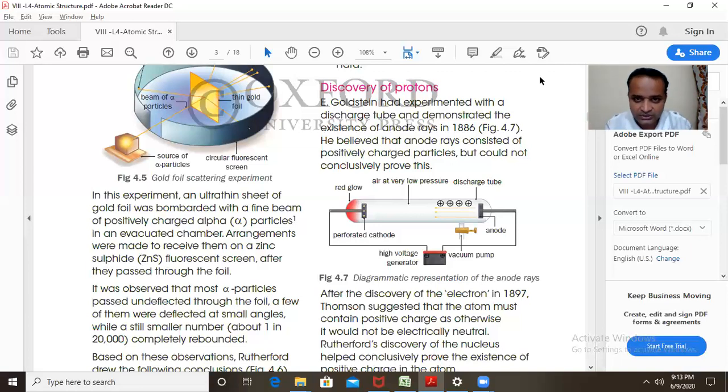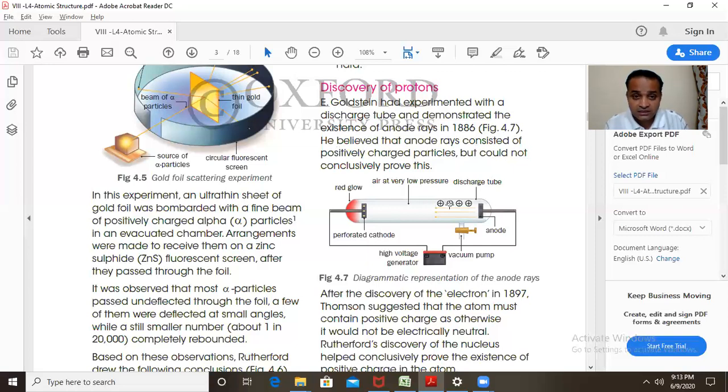Very nice, students. Good. So these two concepts we are going to use for the discovery of protons. We have seen the discharge tube, and this discharge tube was taken by the scientist Goldstein.